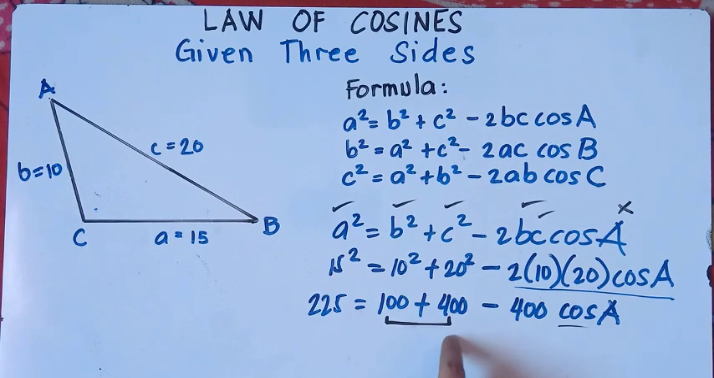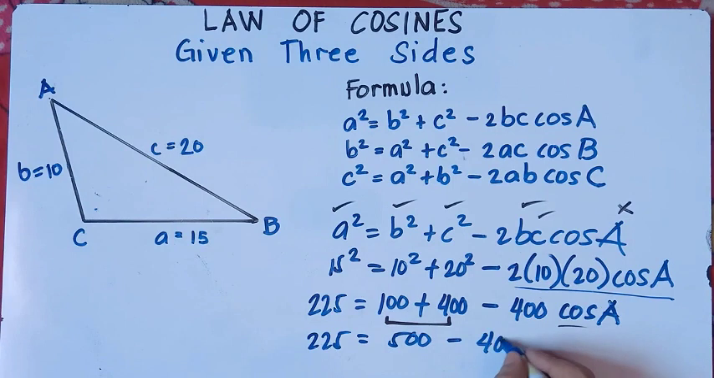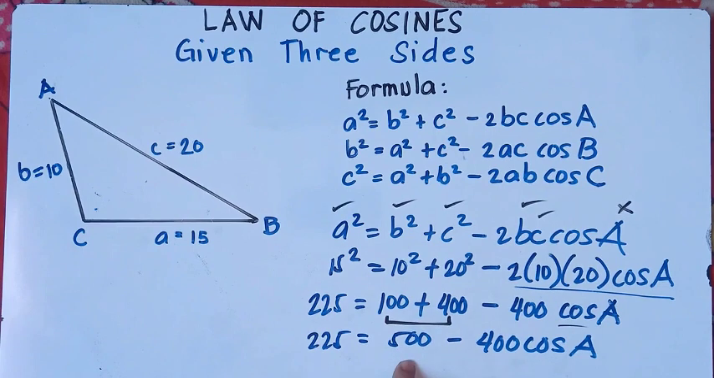So the thing that we will do is we just need to combine this one. So this will be 225 equals 100 plus 400, 500 minus 400 cosine A. Alright, so next, once again, we cannot combine this one because this one is simply a number, but this one has a variable, cosine A. So we need to transpose 500 from right to left, so that we can combine all numbers.